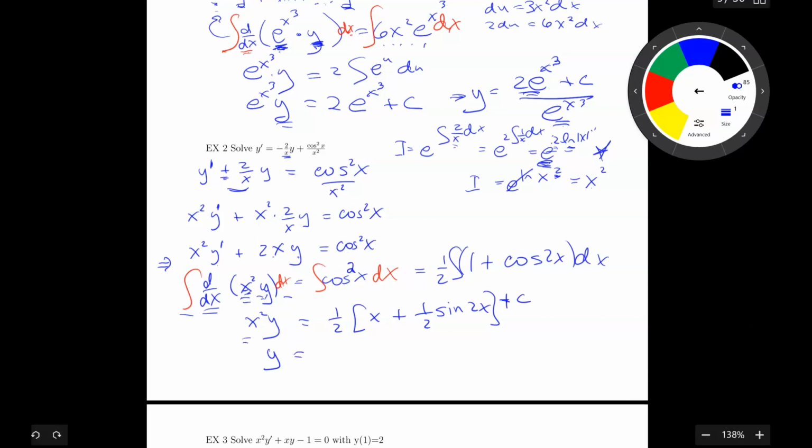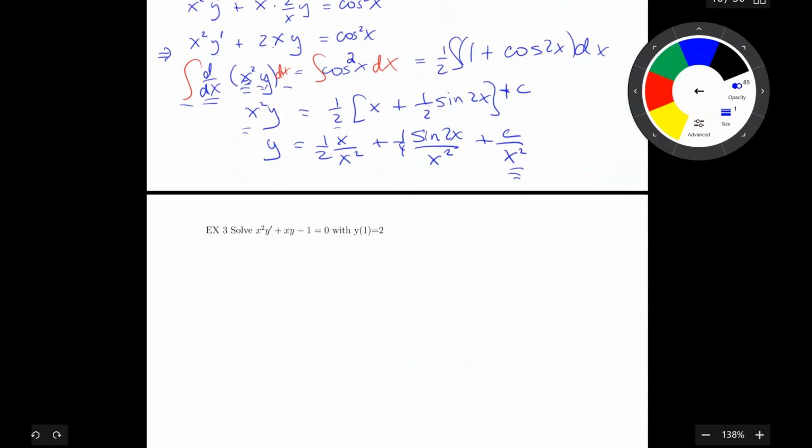So I get y equal, and let me carry this 1/2 through as I'm dividing through by the x squared. So I have 1/2 x divided by x squared, and this will give me a 1/4 sine of 2x divided by x squared plus c divided by x squared. This is a big deal. Don't forget that. All right, let's do another one.